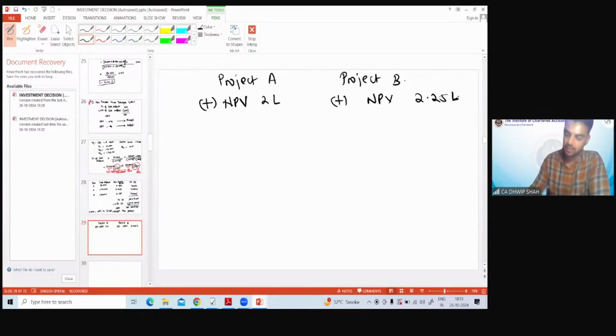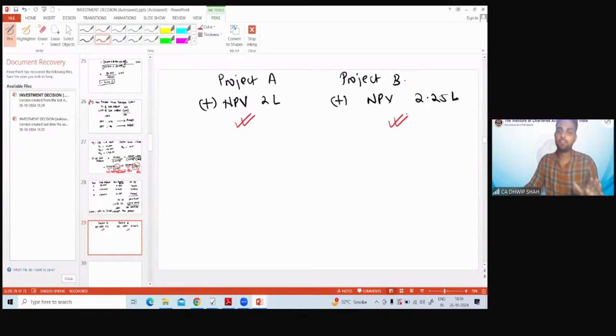Which project shall the company go for? Project A or project B? B. B. Why? Because it is having higher NPV, right? But again, this is partially correct. See, if the company has enough funds to take both the projects, then it will obviously take project A and project B, because the company is having funds to invest in both the projects. So since both the projects are having positive NPV, ideally the company should go for both the projects if there are sufficient funds in the company.